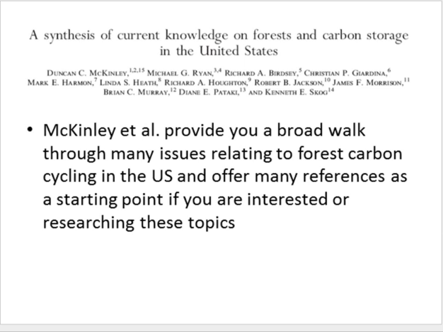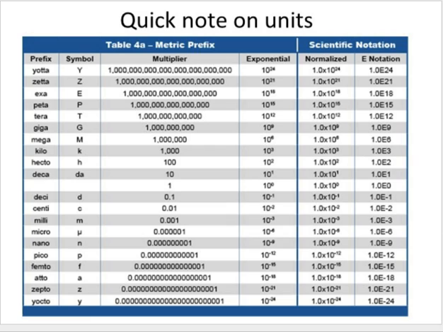Okay, and so McKinley and his group provide you a pretty broad walk through a lot of issues relating to forest carbon. It's a useful paper, kind of like the Schmidt paper, in providing citations to some older literature as well as a lot of current things on a whole range of different topics in this case. So as you move forward with your own research, you might turn to some of these review papers as a good place to get going.